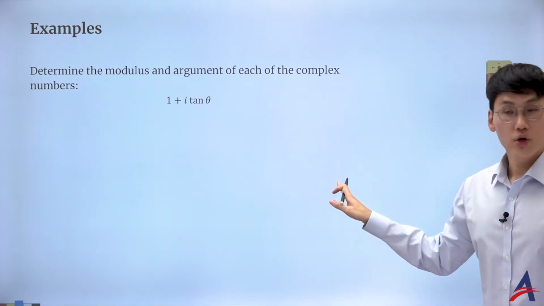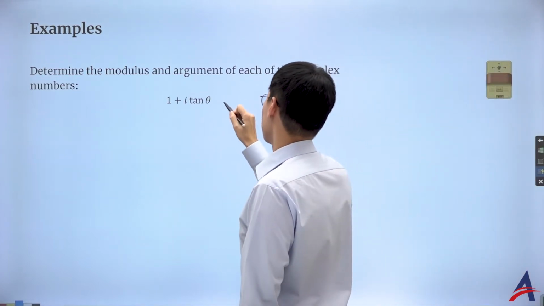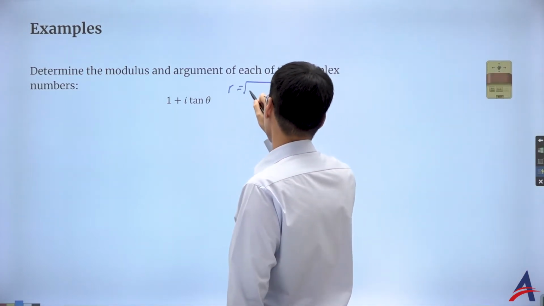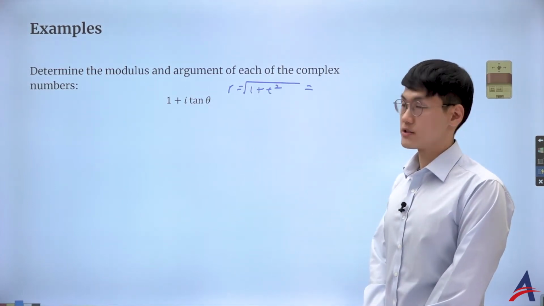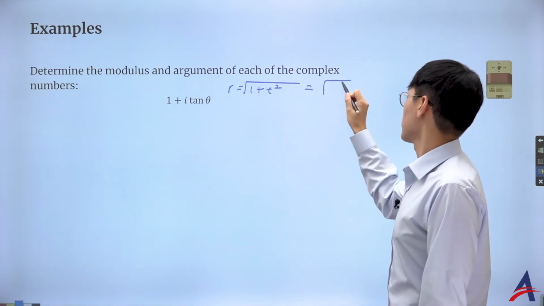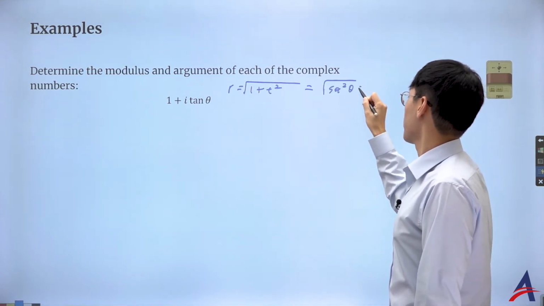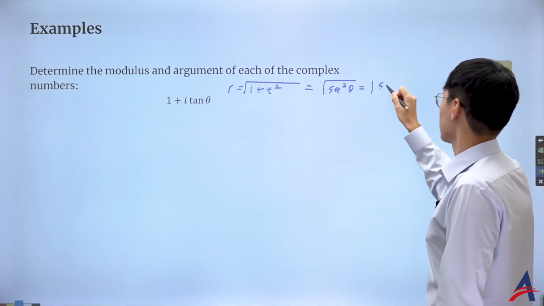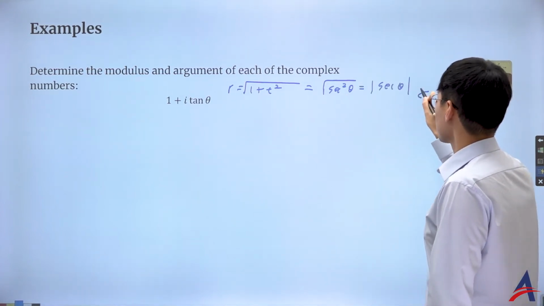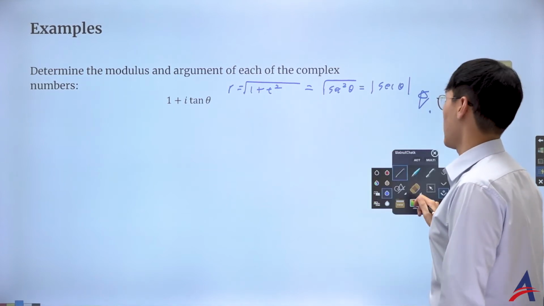And for this one, sure, let's have a look. So modulus is going to be, what is it? Square root of 1 plus tangent squared. But by the Pythagorean identity, that's a secant squared. So I'm going to put it as a square root of a secant squared theta. But it's modulus, and it's a square root of x squared, is the absolute value of a secant theta, please. It's the absolute value. Do not forget to write that down.